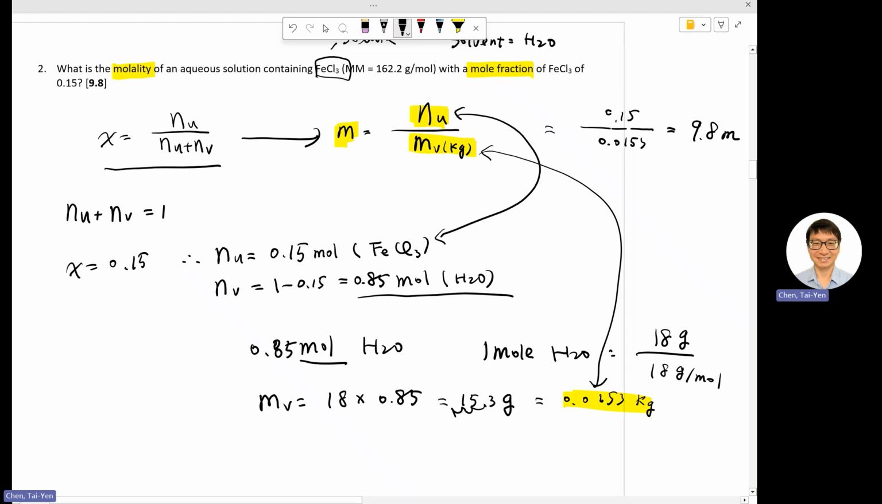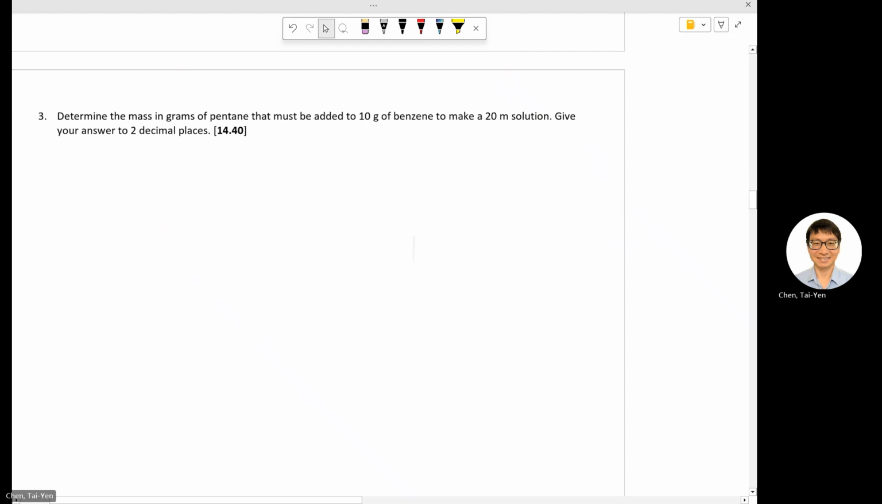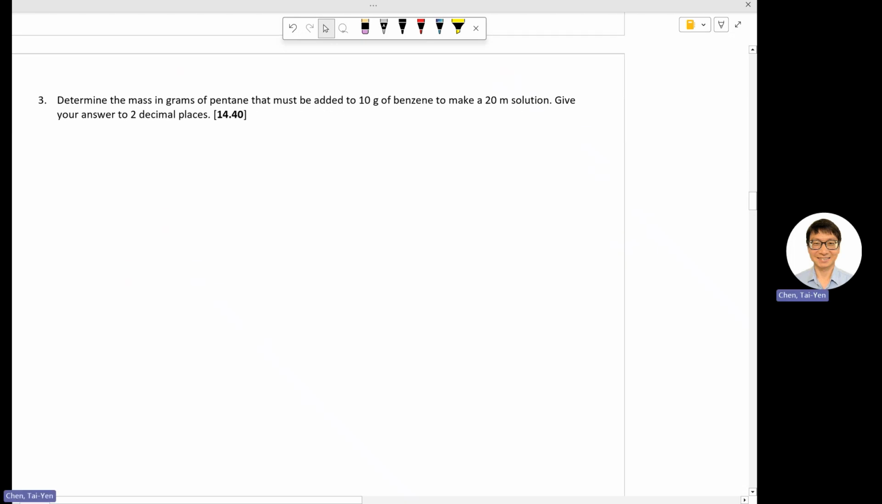So that is the overall thought flow for you. Any questions? No? Okay. So that's for question number 2. Let's look at question number 3.